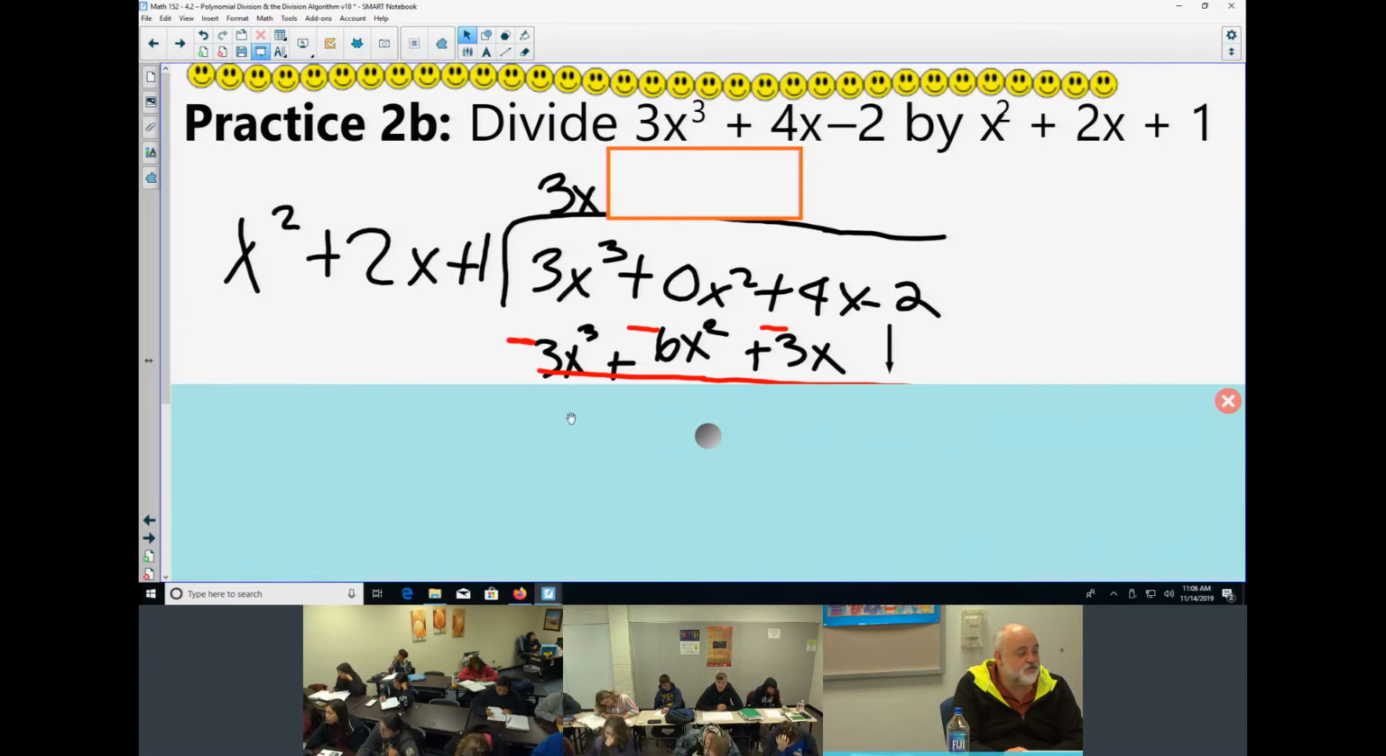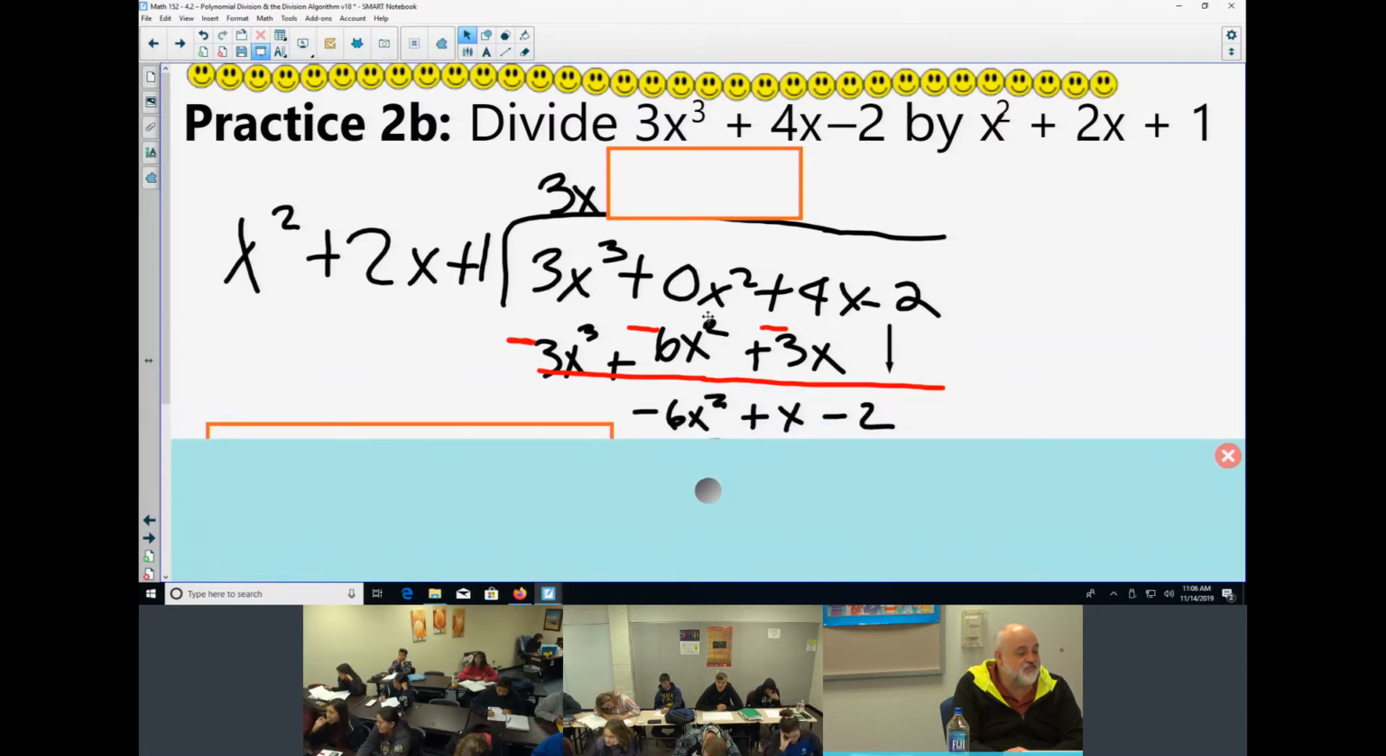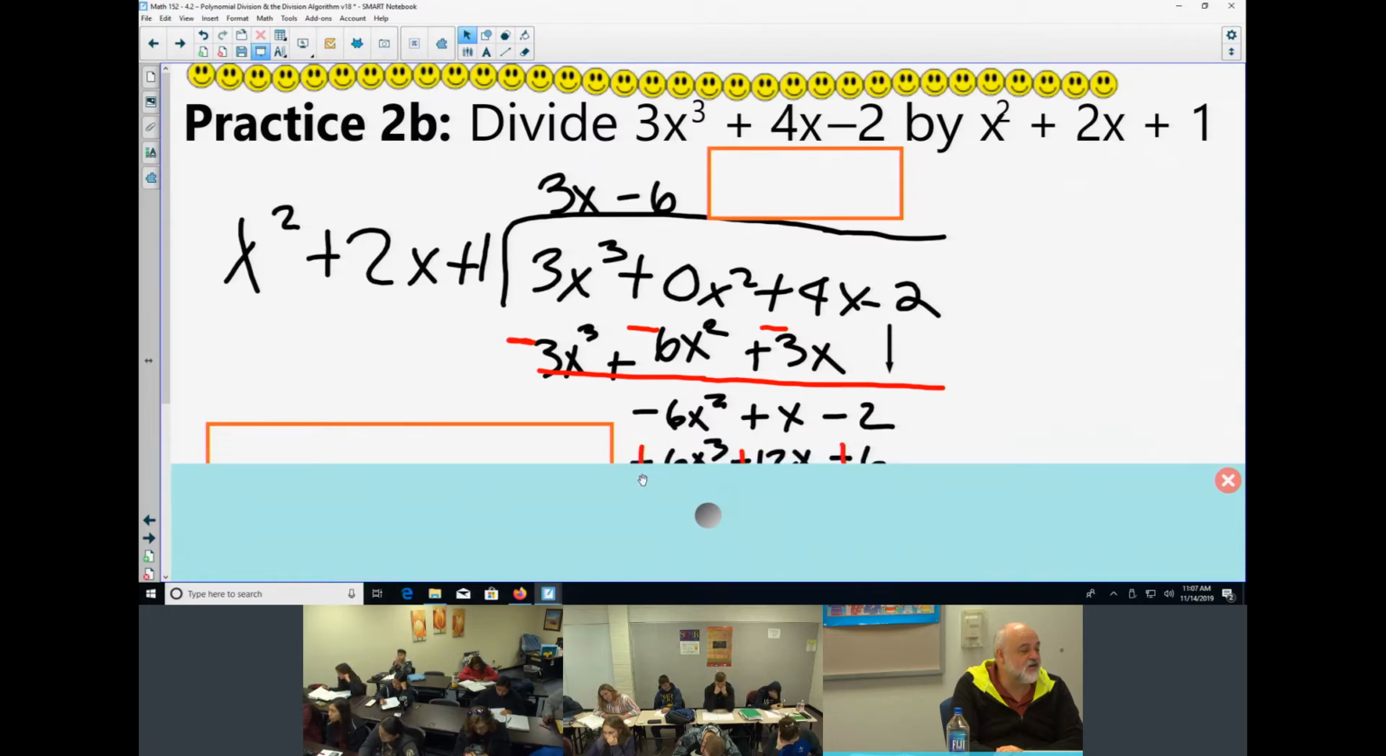Okay, the first one goes to 0. Then you have negative 6x squared, and then 4x minus 3x is just x. Bring down the negative 2. See, if you didn't have the placeholder, then this is where you'd be messed up. Okay? Now you look at the leading terms again. What times x squared is negative 6x squared? Negative 6. So you put a negative 6 up there. Then you multiply through again, and so you have negative 6x squared minus 12x minus 6.